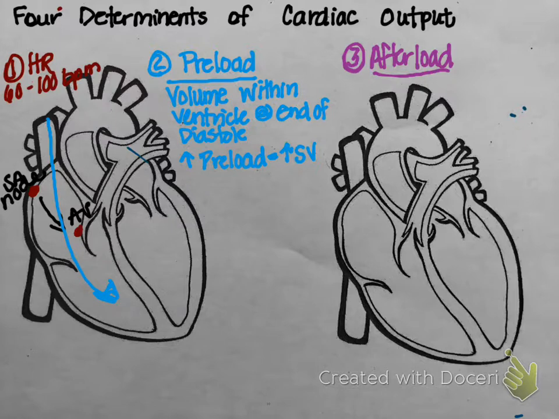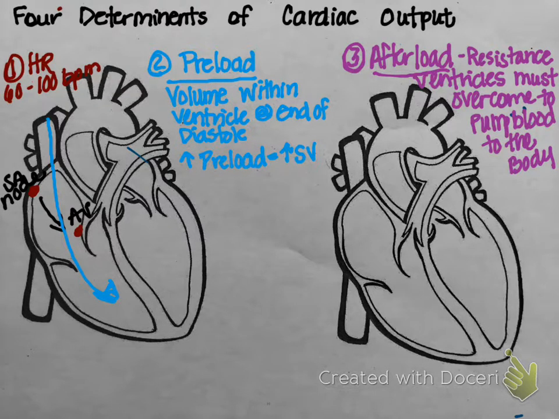All right, so you got your preload, and then you've got your afterload. And remember, afterload is after it goes through the ventricles, right? So it's the resistance the ventricles must overcome to pump blood to the body. So an example, I was talking about this at clinical yesterday. You've got a 40-year-old male who has high blood pressure and he smokes. When you think about his vessels, they're constricted, right? So his afterload, his heart's going to have to work harder, right?